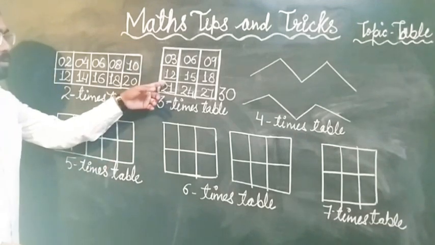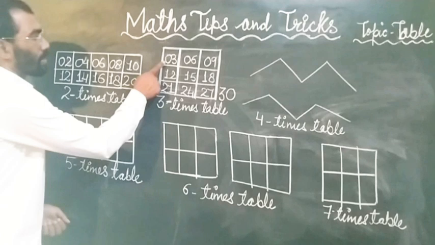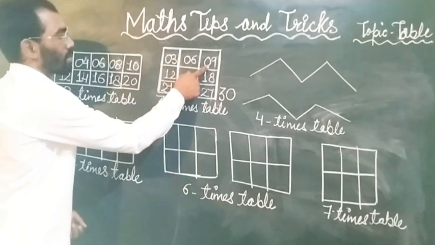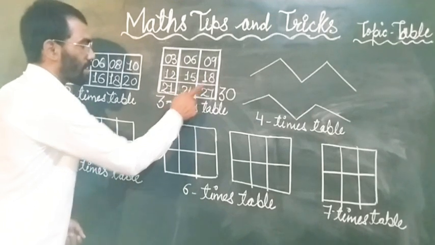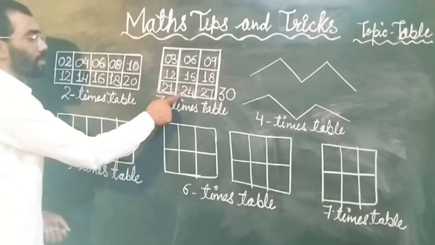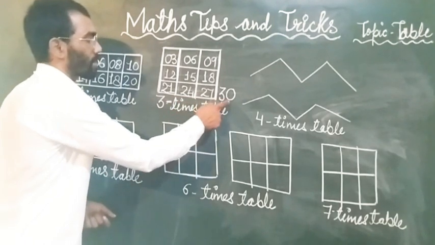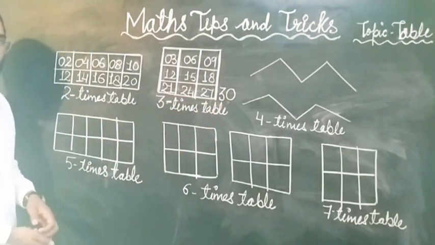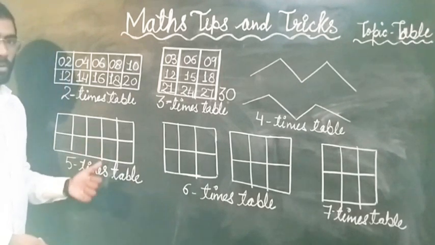Students, is this the table of 3? Yes. Now 3 1 3, 3 2 6, 3 3 9, 3 4 12, 3 5 15, 3 6 18, 3 7 21, 3 8 24, 3 9 27 and 3 10 30. Is this easy? Yes, but you know the trick.